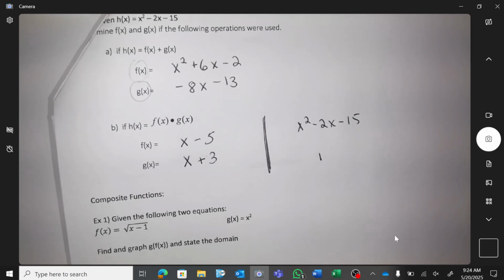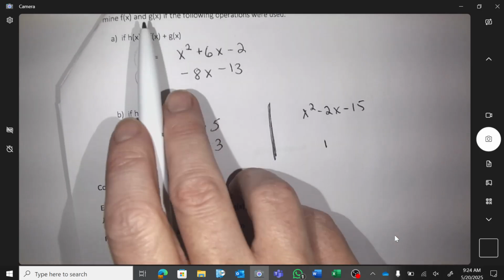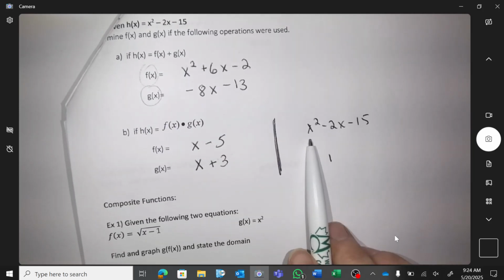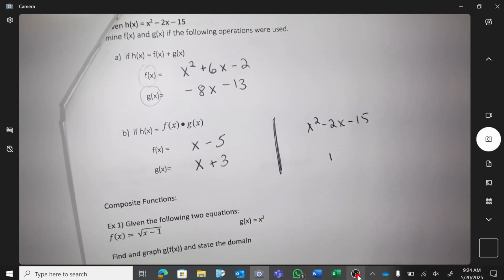Okay, what if instead of a 1 I did a 2? Well, this times 2 would make 2x squared minus something. Oh, I have to change that. Oh, did you do like a half x squared? Now at the top I did x squared minus 2x minus 16.